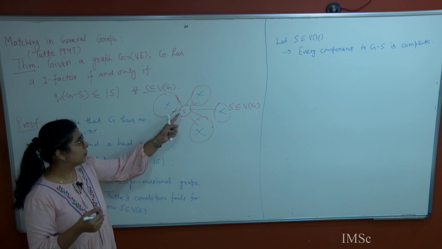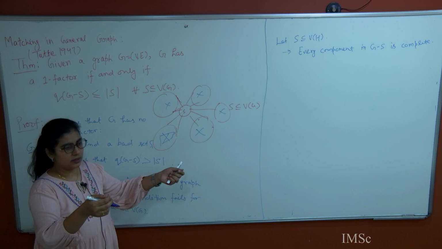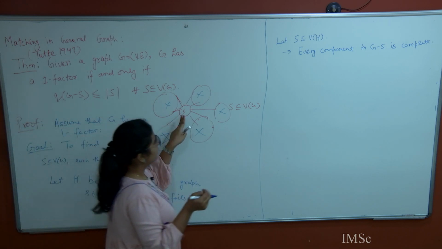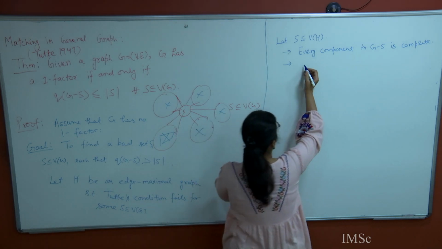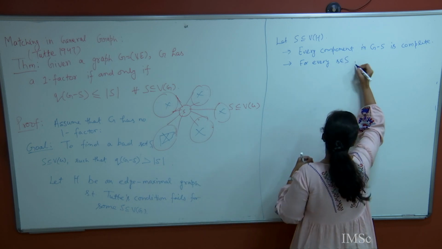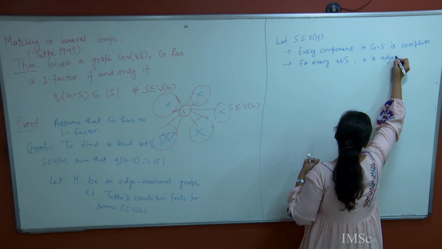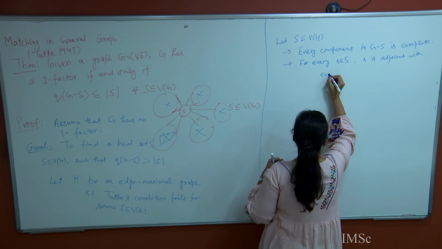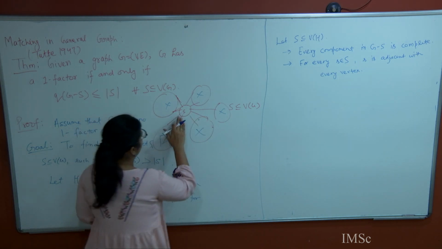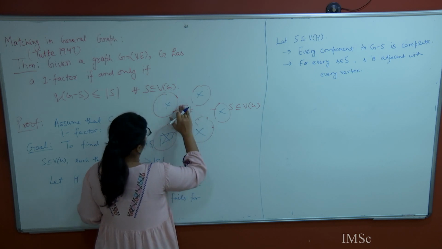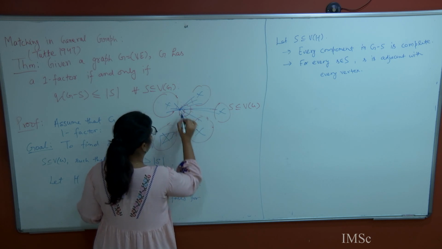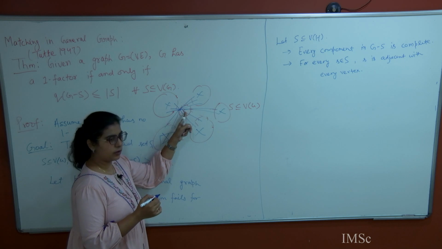We can assume that every vertex in S is adjacent to everybody, because for Tutte's condition, what matters is the cardinality. The issue is with the cardinality, right? So that's why the second property in an edge maximal graph would be that every vertex in S is adjacent with every vertex. So S is adjacent with everyone. This is how this set and our graph look. And these components are complete. This is also complete.